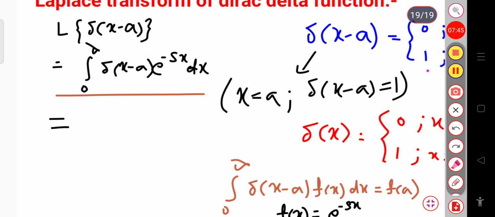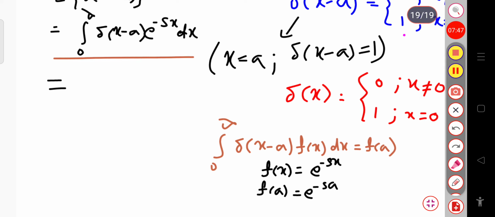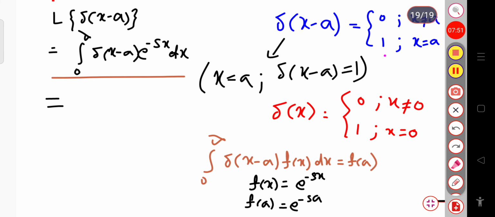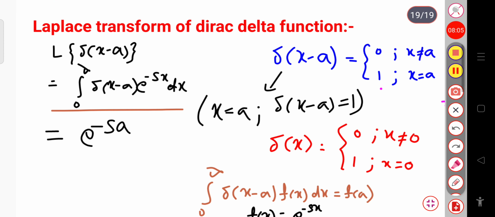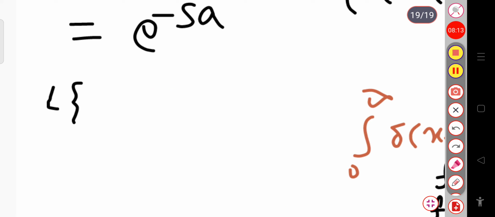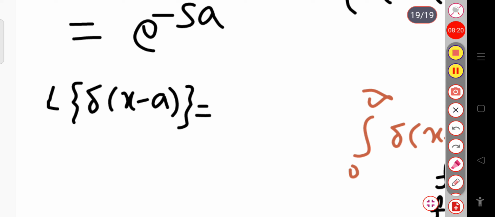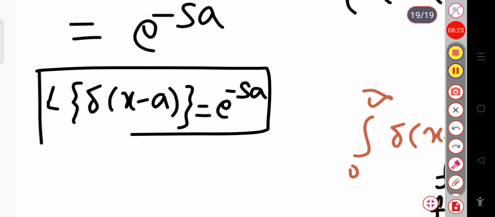Now you can see that we have to put f of a equal to exponential minus sa at this point. So here I can write this total value will be equal to exponential minus sa. This total Laplace transform of this function will be equal to exponential minus sa. This is called the Laplace transform of the Dirac delta function, that is, the Laplace transform of delta of x minus a is equal to exponential minus sa. Okay. This is the Laplace transform of the Dirac delta function.